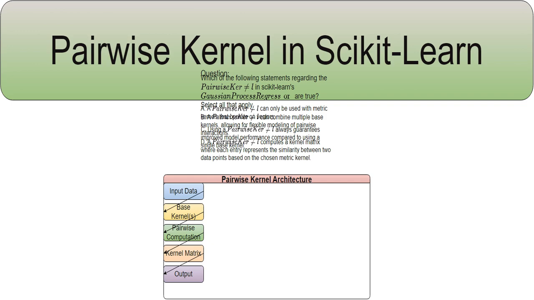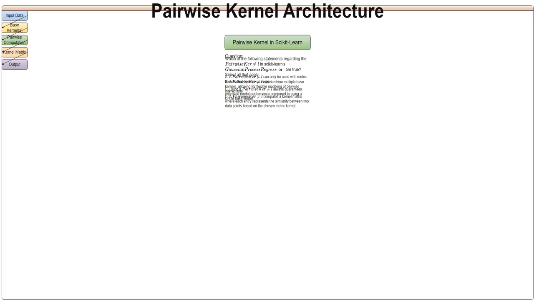Let's dive in. This is the data you feed into the pairwise kernel. It could be anything that your base kernel can handle: numbers, vectors, or other data types. The pairwise kernel will then compare every single data point to every other data point.